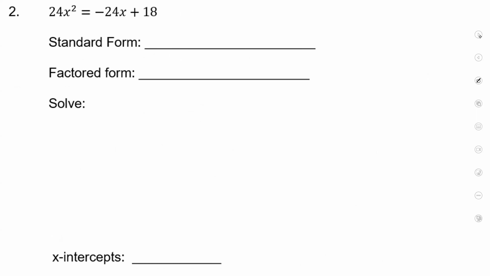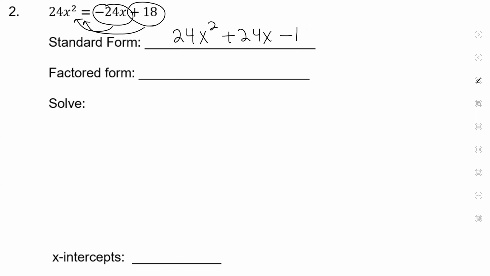Okay, is that in standard form? It is not. I'm going to move this -24x to the other side and this +18 to the other side. So in standard form, it'll be 24x squared. When I move stuff, remember the sign changes. So this will now be a +24x and a -18. Those signs change. So now it's in standard form.